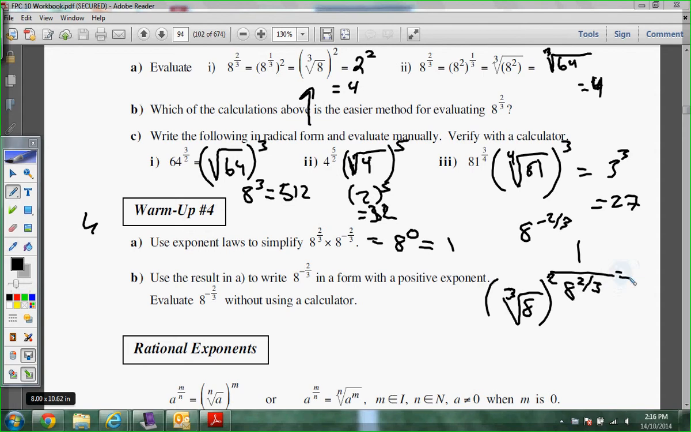So do you guys see? Your answer is 1/4, because 4 is on the bottom. Questions, concerns?